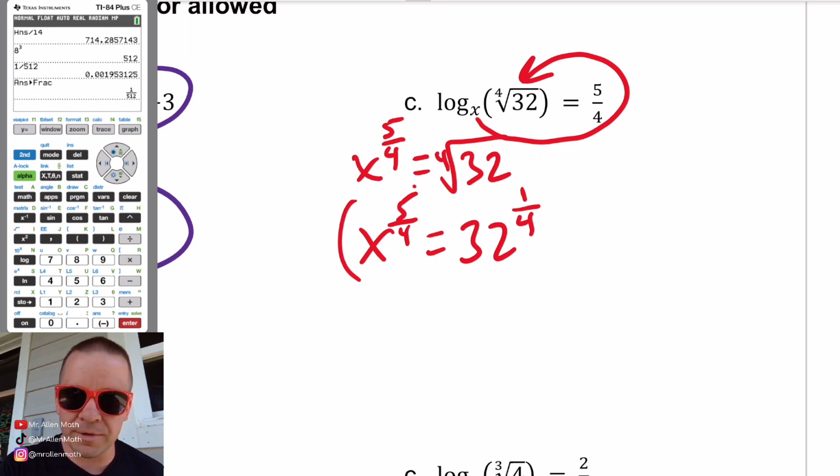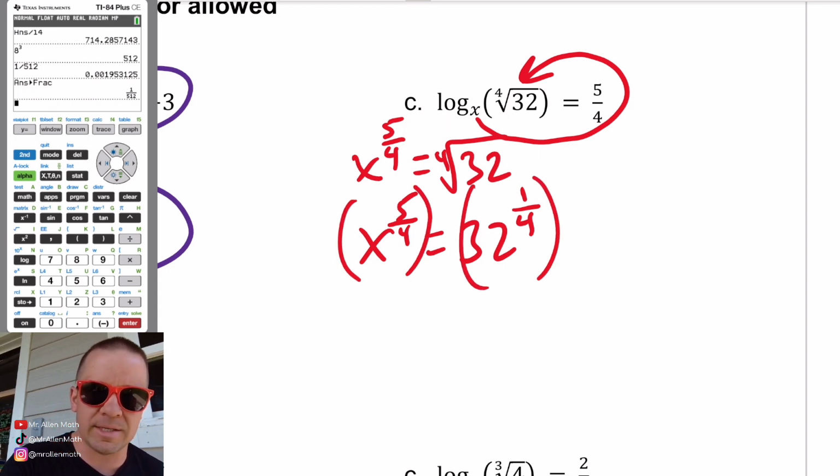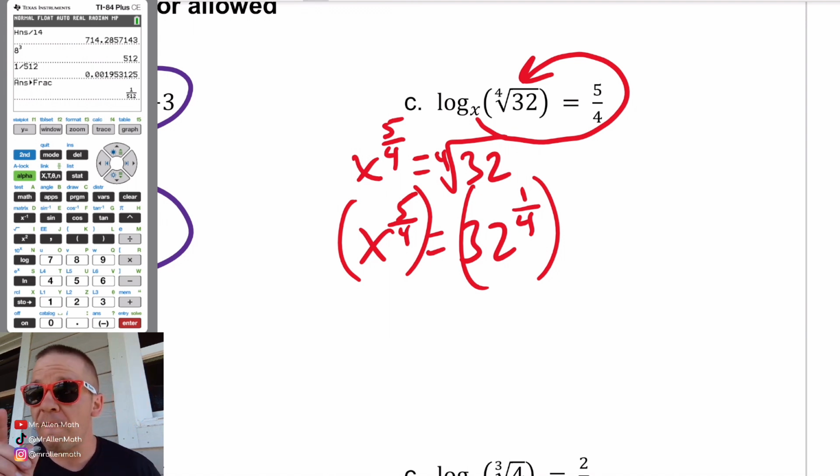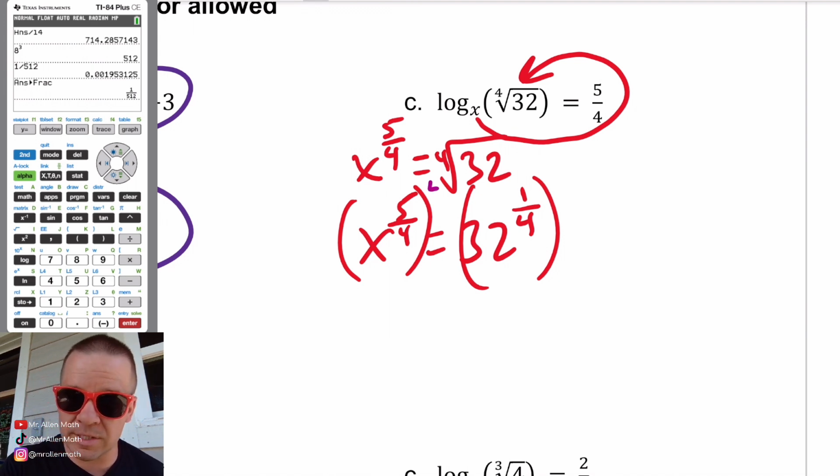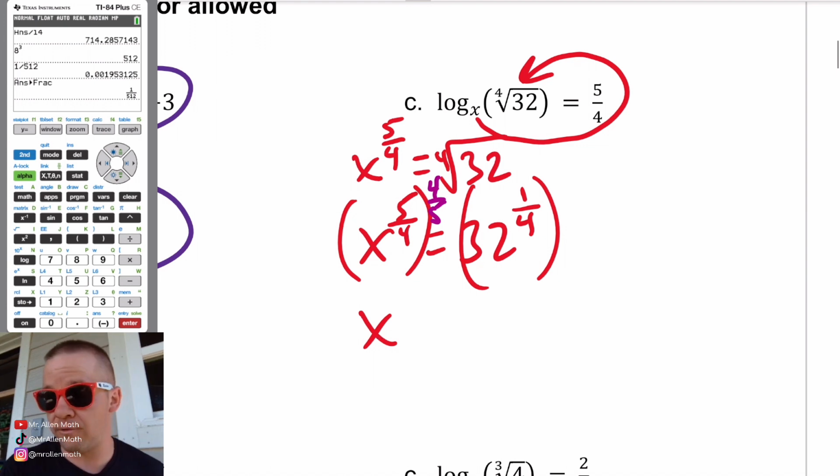I can raise both sides here. Both sides, I have to get this exponent. I can raise them both to the 4 over 5, so the reciprocal of that exponent that's on the x. Because I have 5 over 4 here, if I raise it to the 4/5, I multiply these two exponents together. That gives me x to the 1st power. So I get x to the 1st, which is just x.